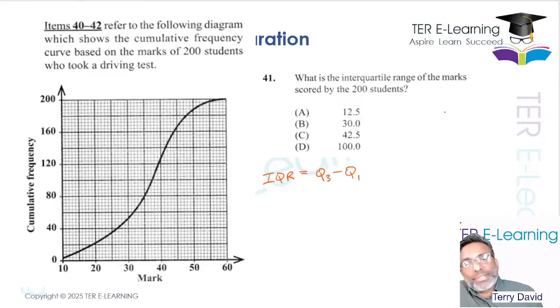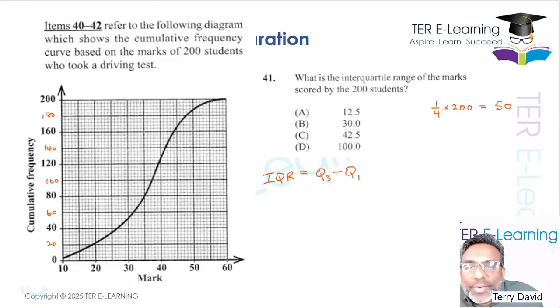The first thing we need to do to work out Q1: Q1 will be a quarter multiplied by 200. Now this doesn't give us our answer. This just tells us that we need to read off at 50. That's all that's telling us. So this is 20, 40, 60, 100, 140, 180. So you're reading off at 50.